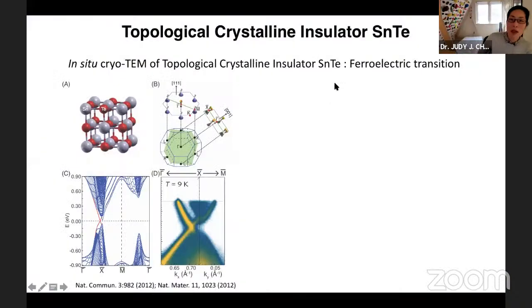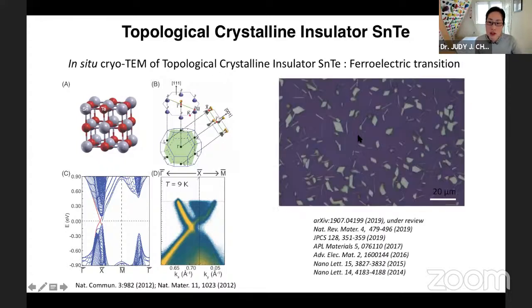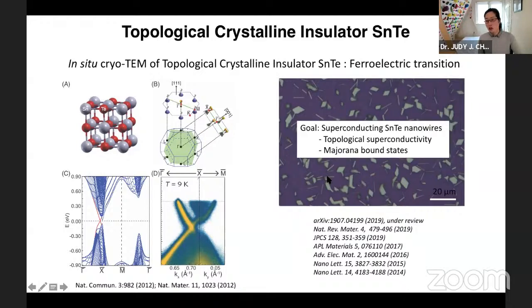So in the remaining time, I don't know how much time I have because I don't have a clock in this room. Let me tell you about tin telluride, which is a system my group has been studying for a long time. This is a topological crystalline insulator. So it has many different topological surface states on the surfaces of these tin telluride. So my group makes it into nanostructures.